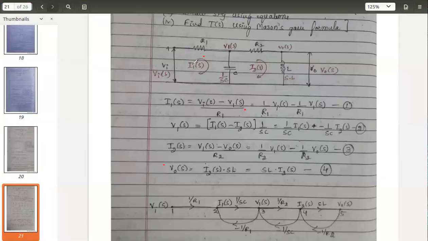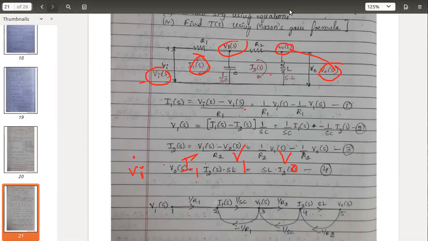So identify here the number of nodes. This is your input node, 1, 2, 3, 4, and these two are the same, so no need to take 2 times, take only 1 time. Let me identify that. This is your Vi, then go for I1, then go for V1, then go for V0.